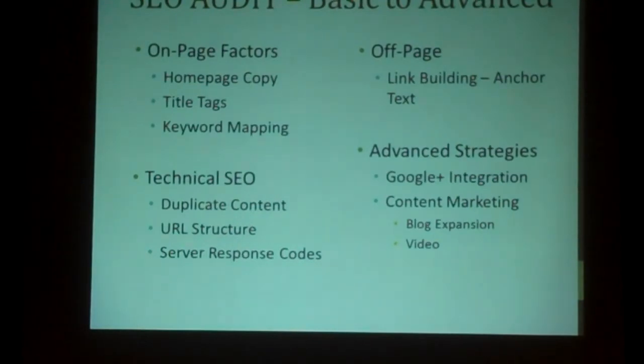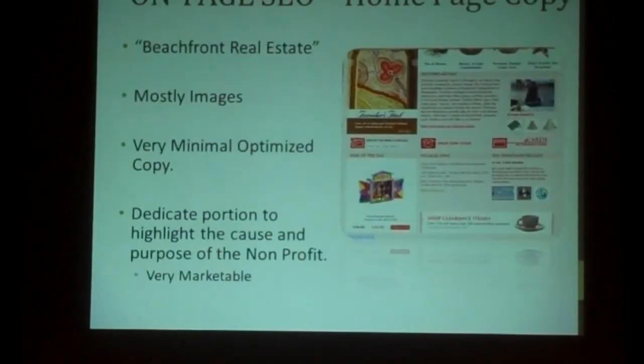First I'm going to talk about some basic things and then move on to a little more advanced strategies. We'll start really basic with typical on-page factors like homepage copy, title tags, keyword mapping, and some more of the technical stuff like duplicate content, URL structure, and server response codes. Then we'll get into off-page SEO, and we'll also look at some other advanced strategies like content marketing and Google Plus integration. So we'll start off looking at homepage copy.